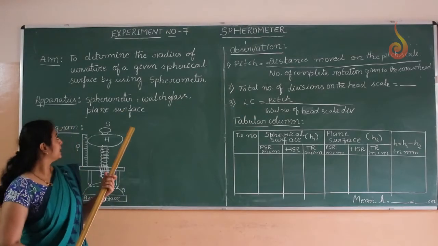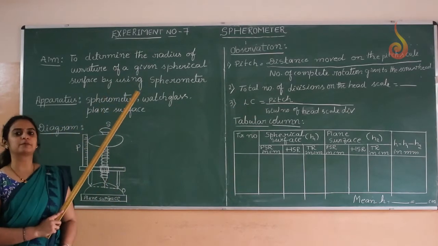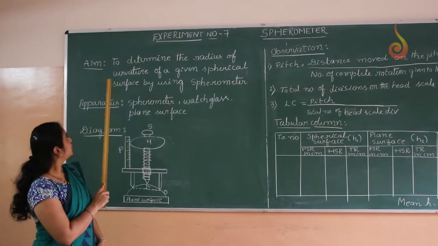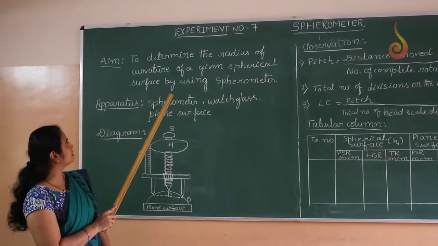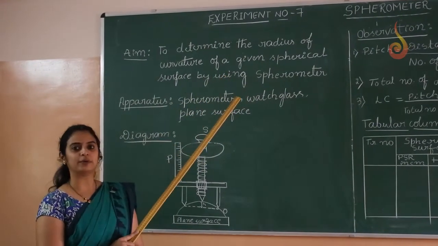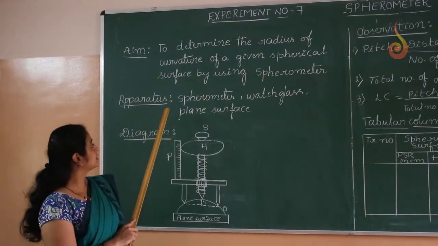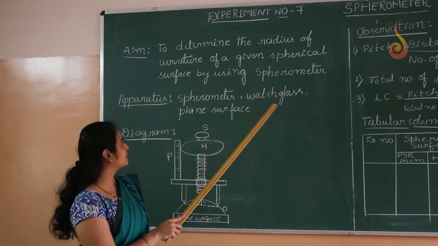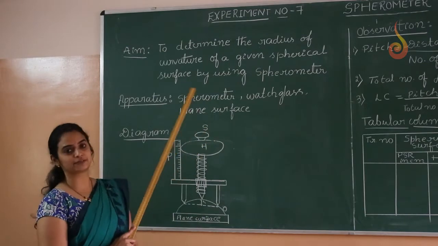Hello everyone. Next, we'll move on to the seventh experiment, that is spirometer. Aim of the experiment: to determine the radius of curvature of a given spherical surface by using spirometer. Then, apparatus required to perform this experiment are spirometer, watch glass and plane surface.